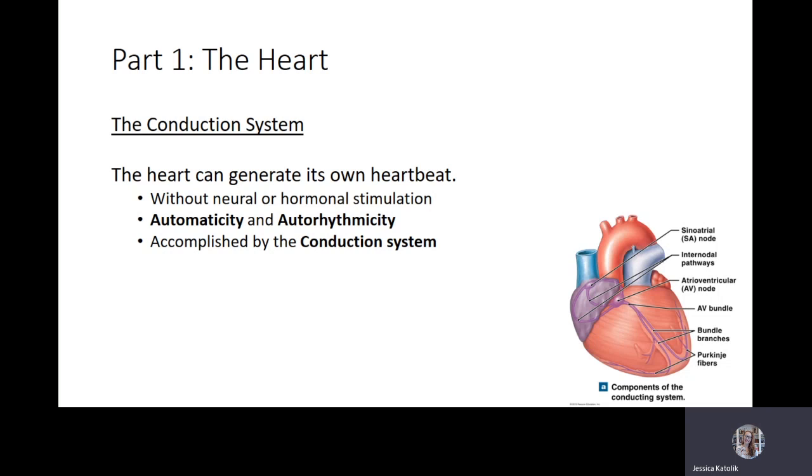So this whole entire process is going to be accomplished by the conduction system. So what is the conduction system? And let's talk about it together.